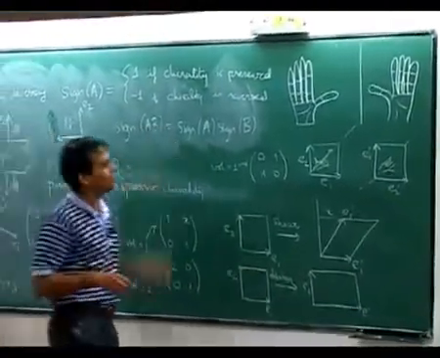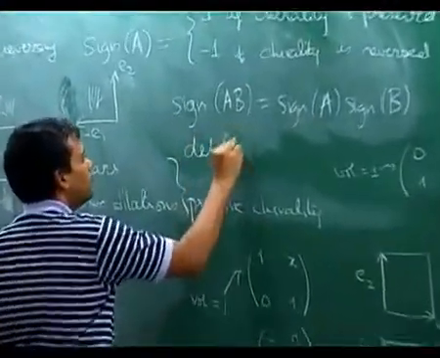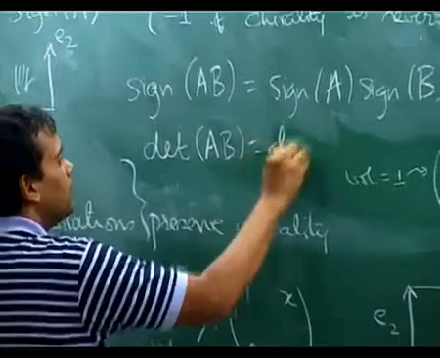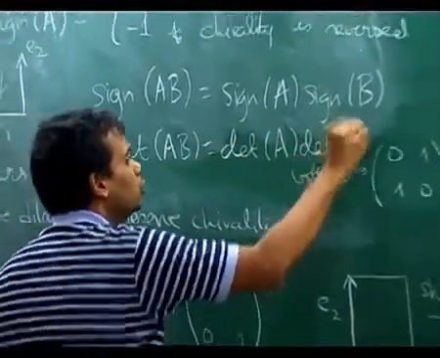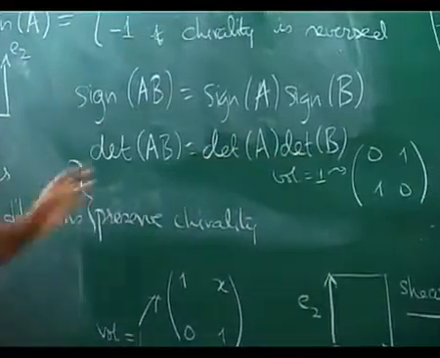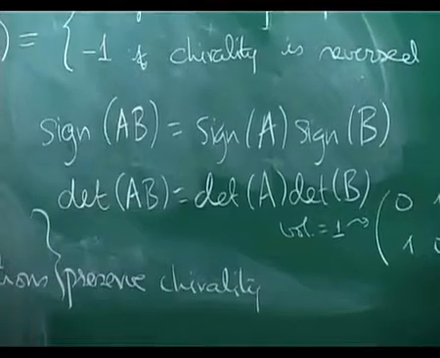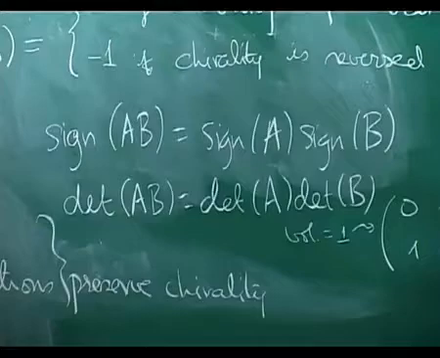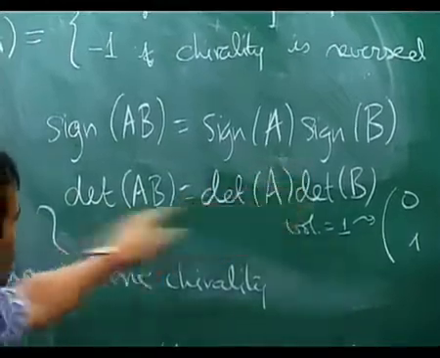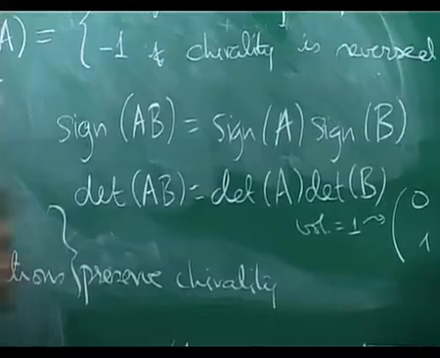So this is also needed, and so in effect what we have shown is that determinant of AB is determinant of A times determinant of B, because we have also shown that volume has the same property. So volume has this property, sign has this property, and determinant is the product of volume and sign, so determinant also has this property. So this is sort of a geometric proof of the multiplicativity of determinants.